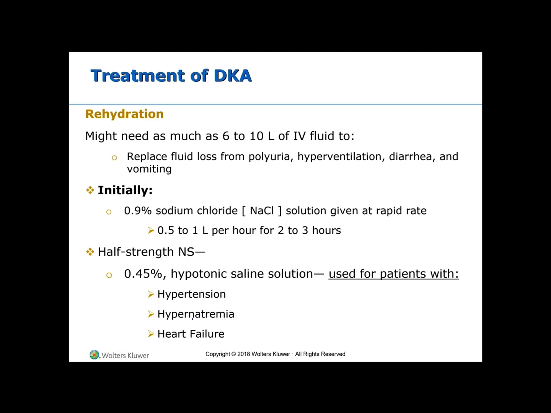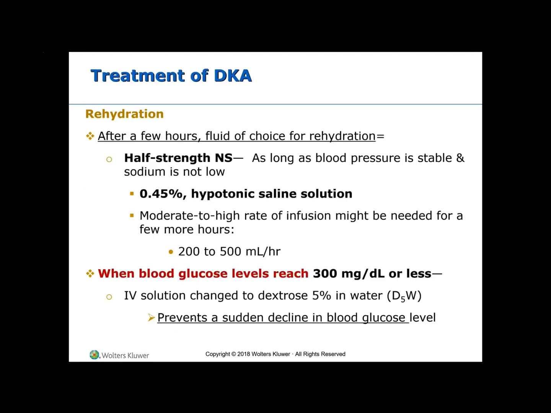Initially, you're going to use normal saline, given at a rate of half to a liter per hour for 2 to 3 hours, and then transition to half normal saline, especially if patients are hypertensive, hypernatremic, or in heart failure, right? Because you want to keep the sodium down if possible. Then you will eventually transition to half strength normal saline regardless, at a high rate depending on their dehydration, up to 200 to 500 mL an hour.